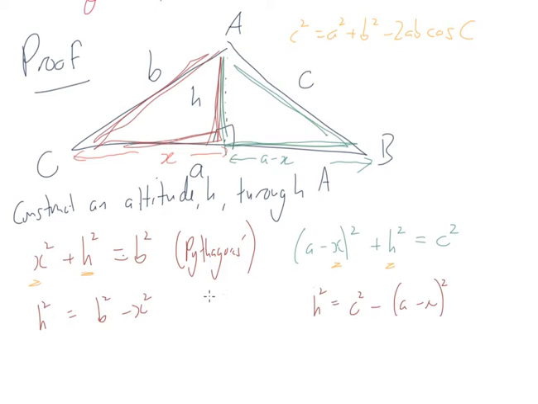So now these two are actually equal to each other. So I can say that h squared equals b squared minus x squared, which equals c squared minus a minus x squared. So again, that's equal to h squared, that's equal to h squared. So because they're both equal to h squared, these two here are equal to each other. Okay, so pull it out for my next line of working.